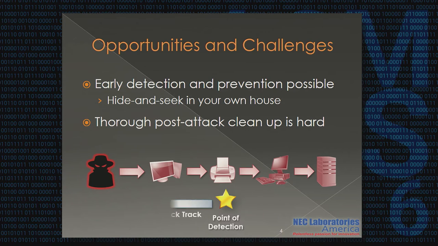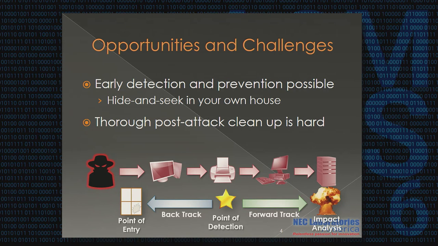Well, first, we have to be able to backtrack the attack steps and discover the point of entry, that broken window, and fix it. Without doing that, the attacker can simply come back. In addition, we have to use forward tracking to find all the places the attack has compromised, in order to quantify the impact, as well as clean up all the Trojan horses and traps the attacker has placed. Without doing that, the attacker is not really gone from your system. And in order to do all this, we have to heavily leverage attack dependency analysis.